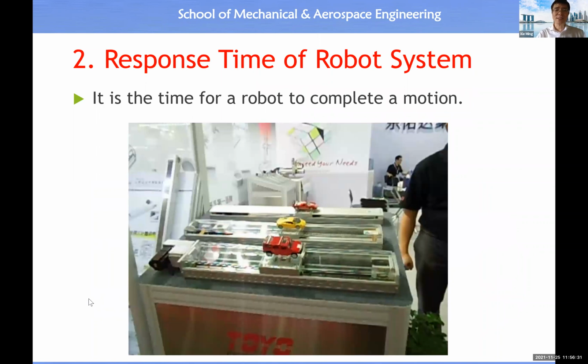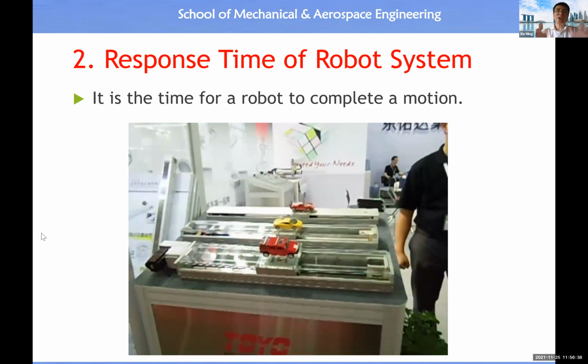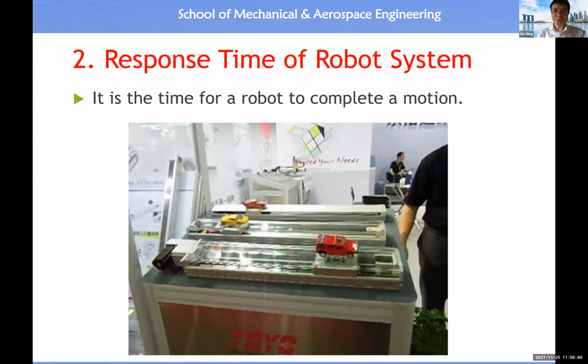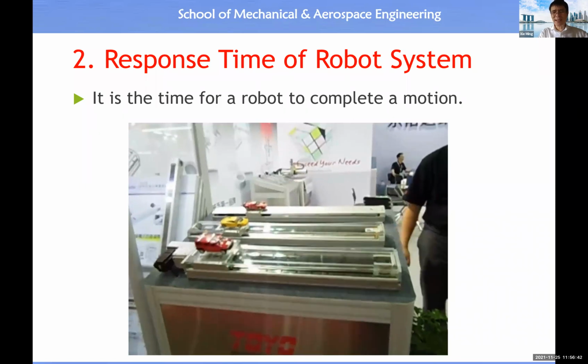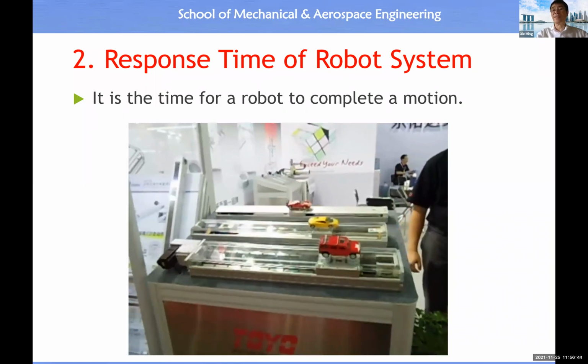Then what is the response time and how to achieve a very fast response? So basically, you see the time taken for the robot to move to the next position.